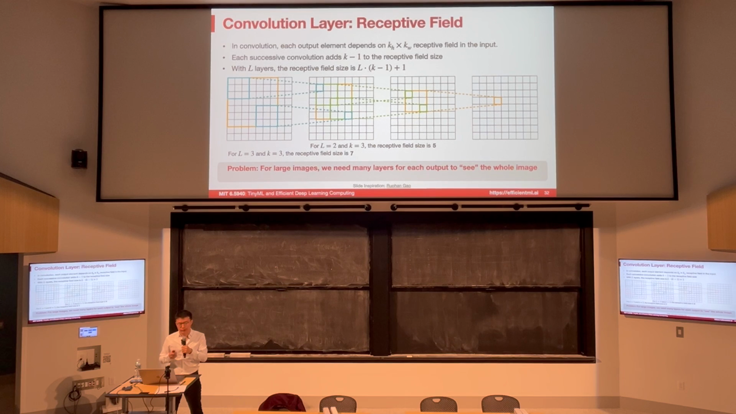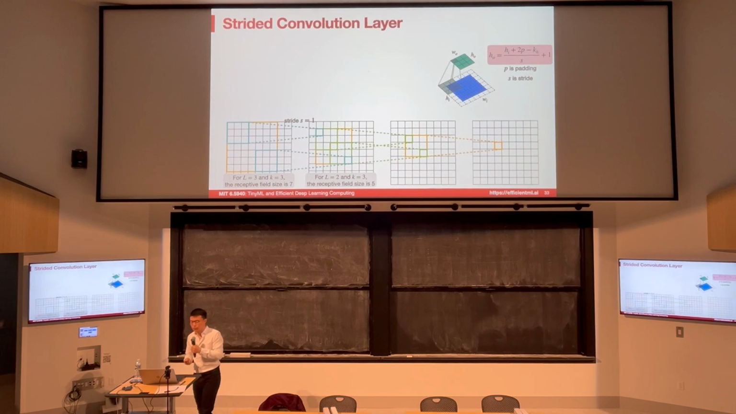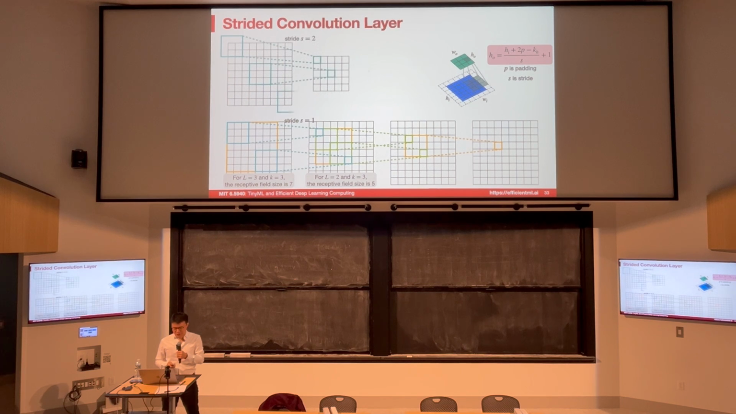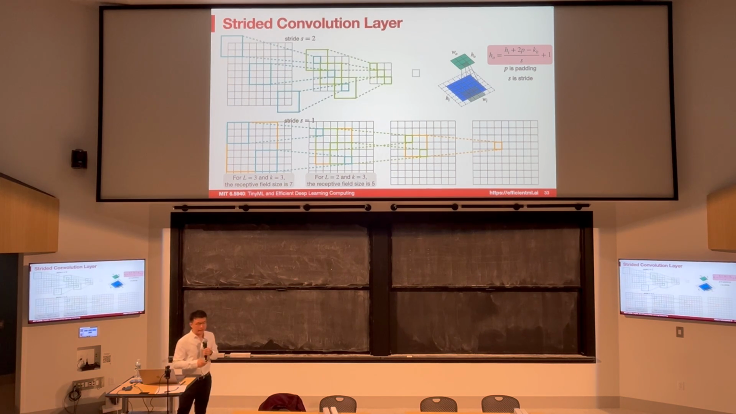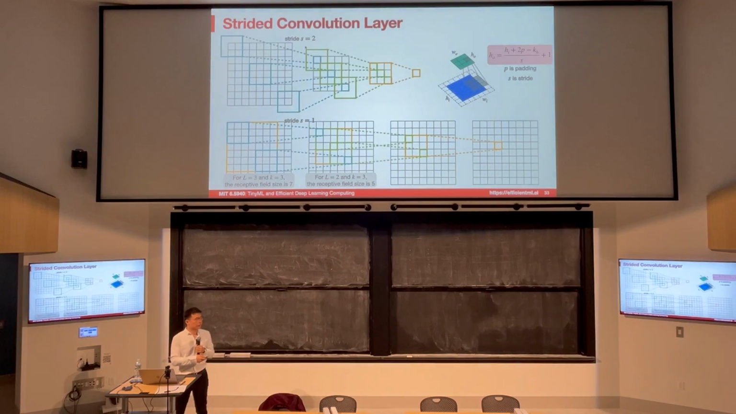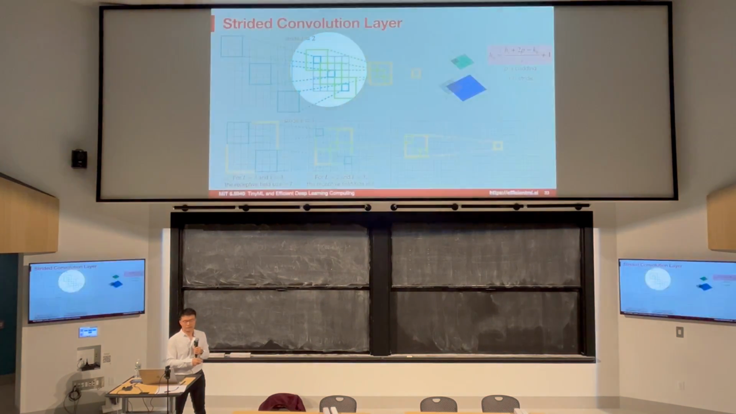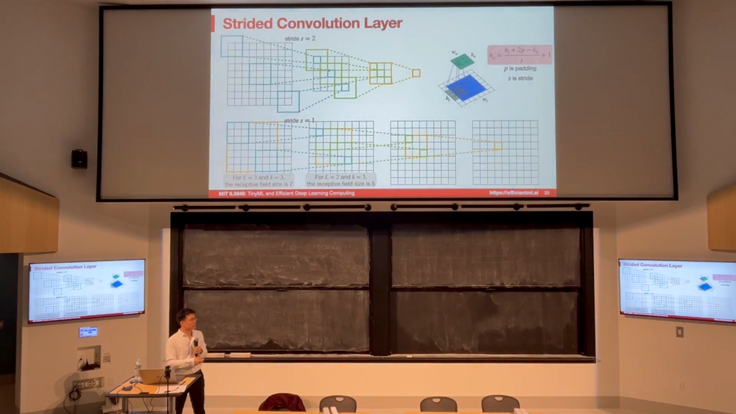So how do we have a large receptive field at the same time? We don't want to have so many layers. So we can downsample inside the neural network. One example is to use the strided convolution layer. Compared with stride equal to 1, which is on the bottom, the top shows the stride equal to 2. So rather than every pixel sees the adjacent 3 by 3 pixels, now you see 5 by 5.